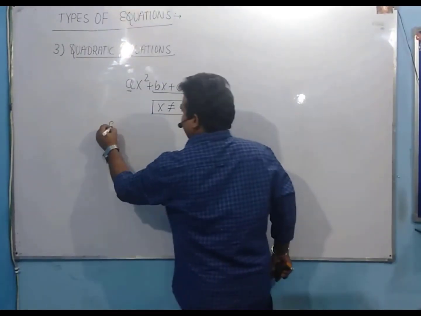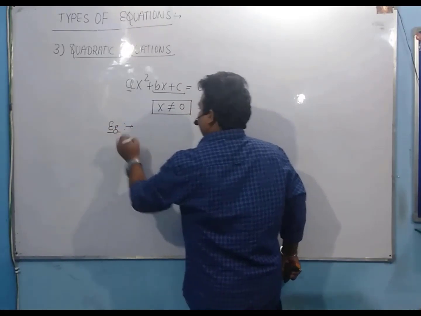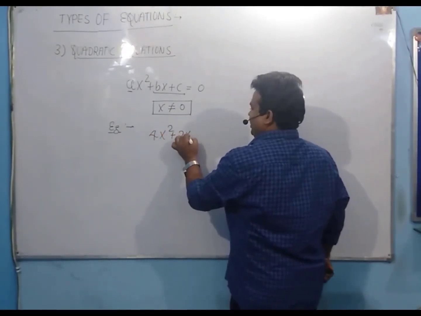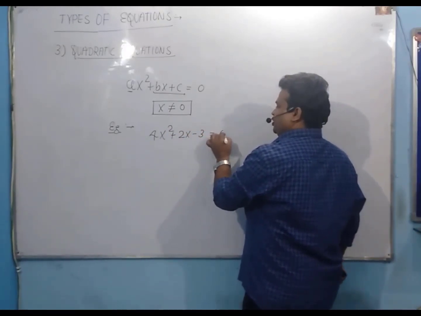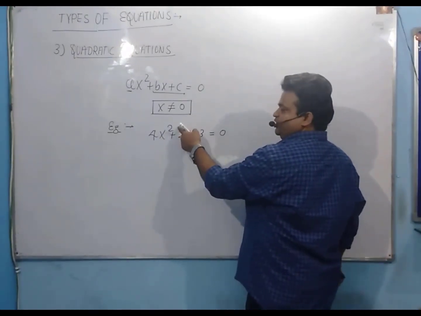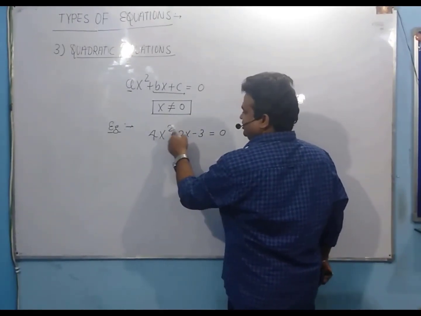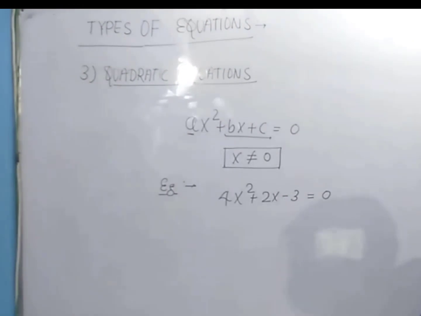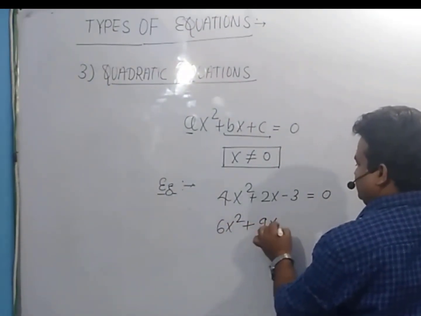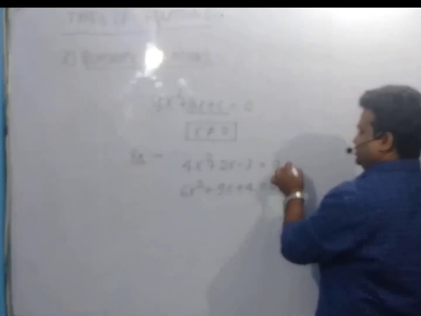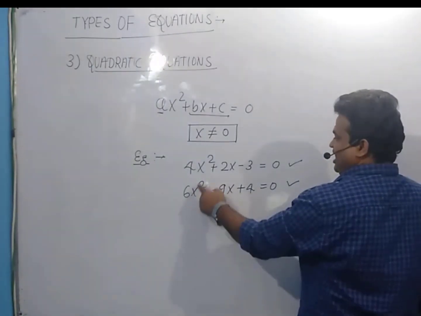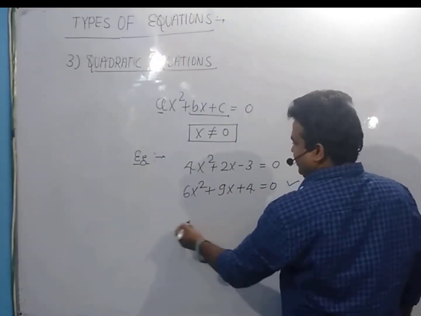For example, 4x square plus 2x minus 3 is equal to 0. This is a quadratic equation where this x has exponent of 2. This is one variable, and this is a second degree equation. Now 6x square plus 9x plus 4 is equal to 0. This is also a quadratic equation. Again, second degree equation, one variable has exponent of 2 out of all.